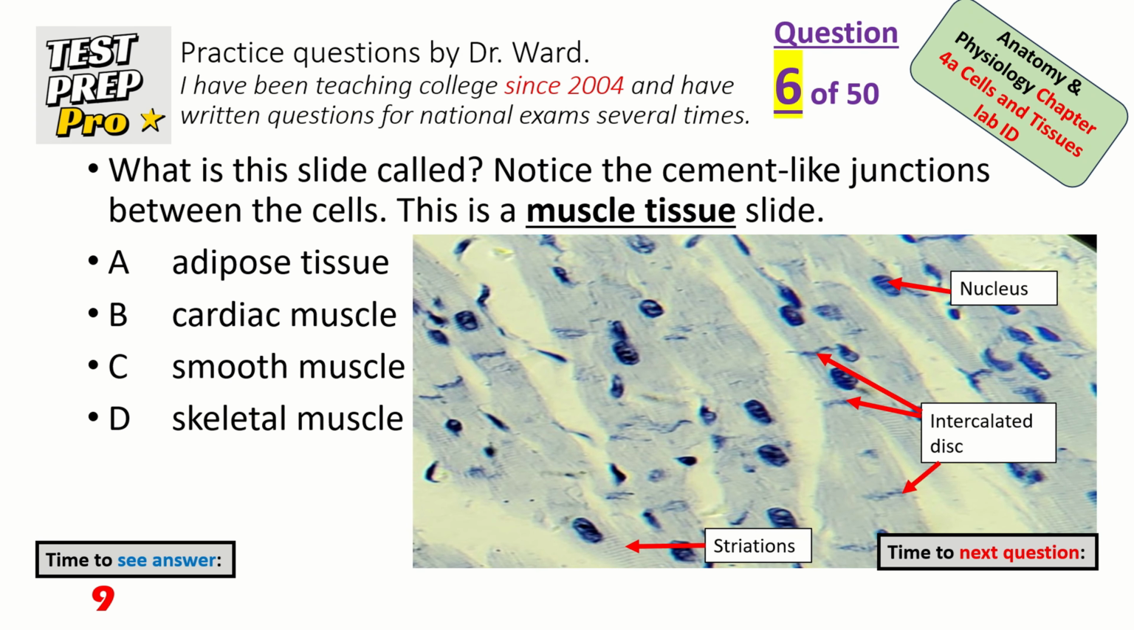What is this slide called? Notice the cement-like junctions between the cells. This is a muscle tissue slide. It's cardiac muscle. The intercalated discs are the giveaway.